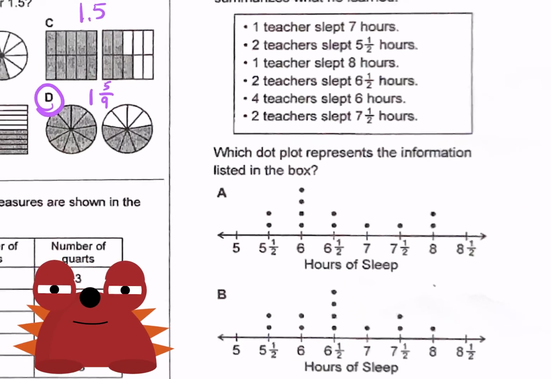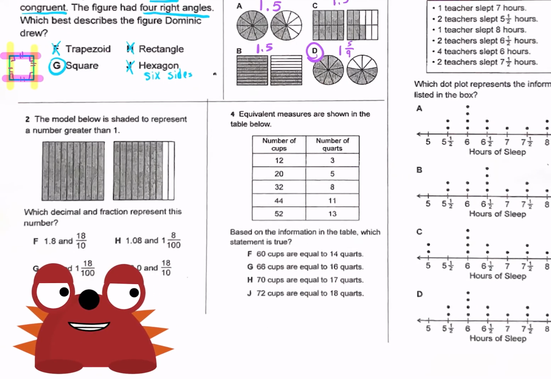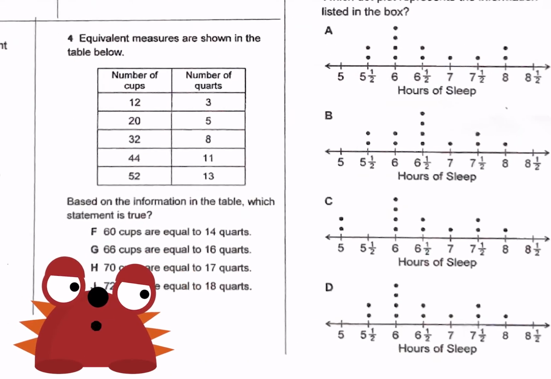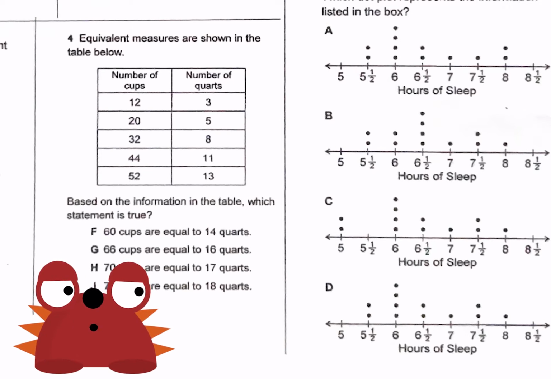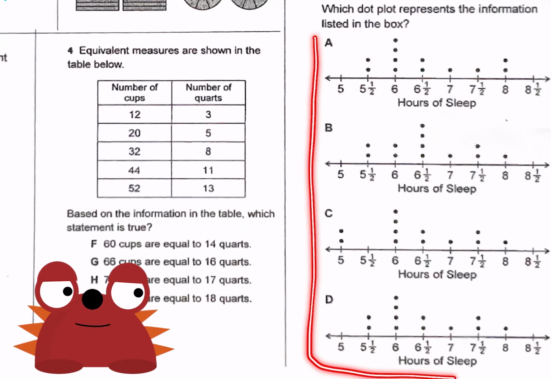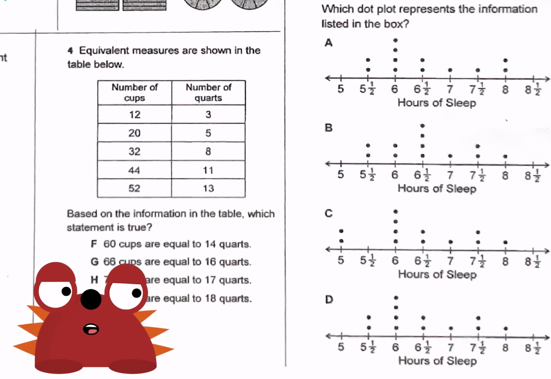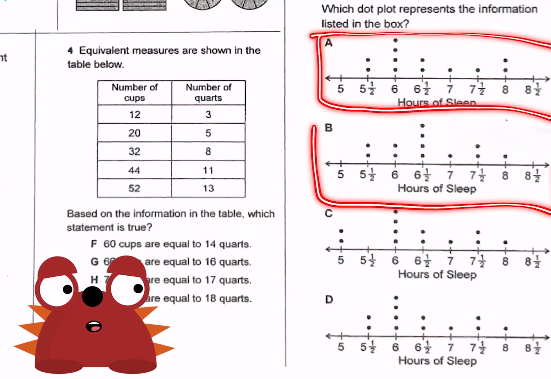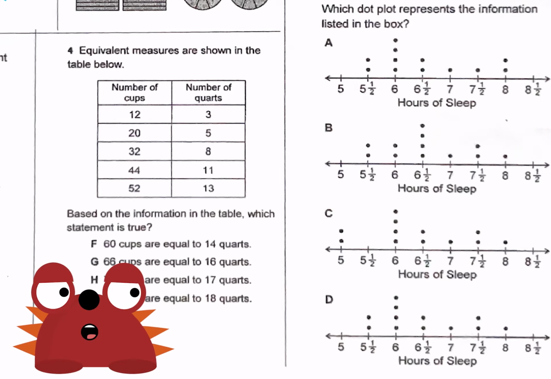So we're going to go over here and we're going to try to see which of those options can best match the information that we had. So what I like to do with these diagrams, which are called dot plots, I like to see how they're different. If I go to choice A, I'm going to compare it to choice B to see what's different between them. So here I have 5.5 has 2 dots, 6 has 2 dots, and over here 6 has 4 dots.